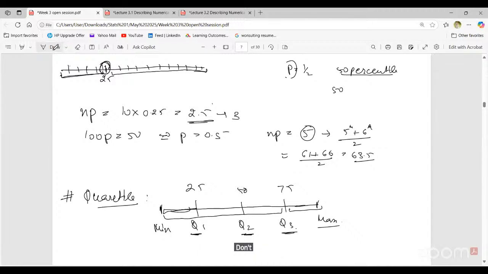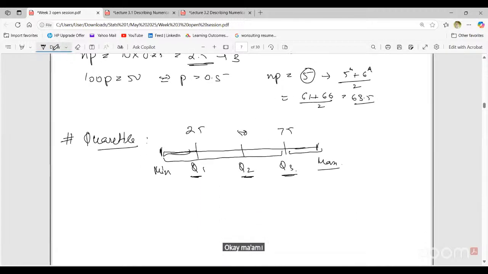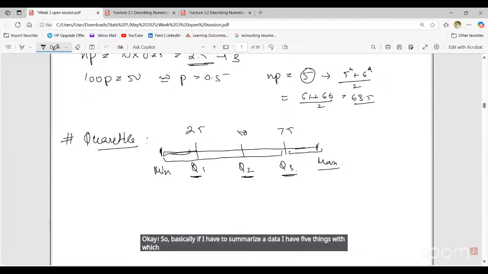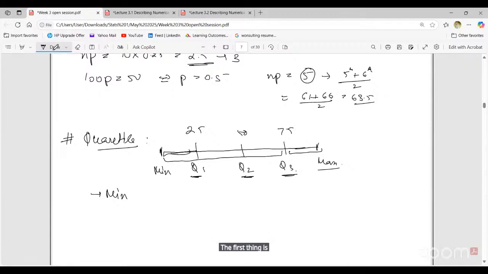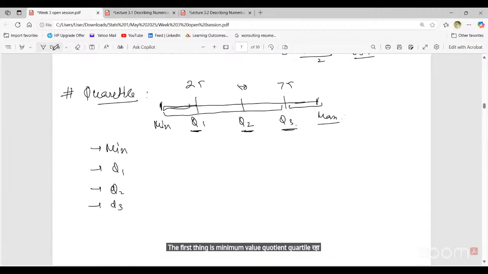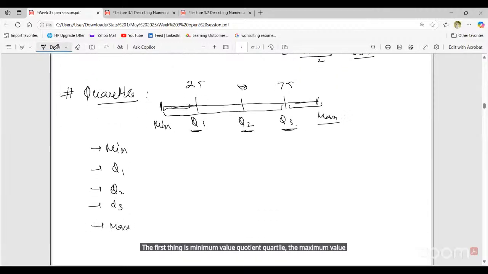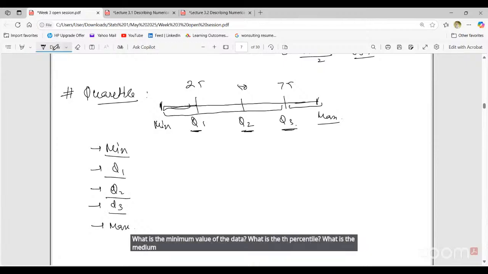So basically, if I have to summarize a data, I have 5 things with which I can summarize it: the minimum value, quartile 1, quartile 2, quartile 3, and the maximum value. What is the minimum value? What is the 25th percentile? What is the median? What is the 75th? And what is the maximum value? With this, I can summarize a data. So it is called a 5-number summary.